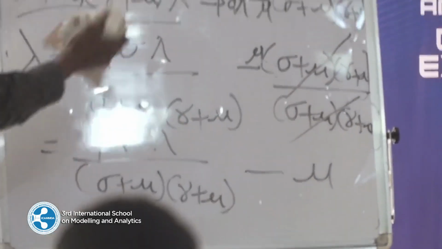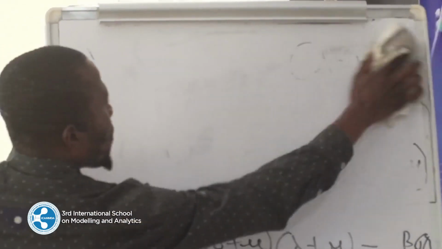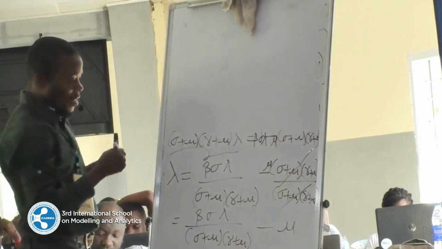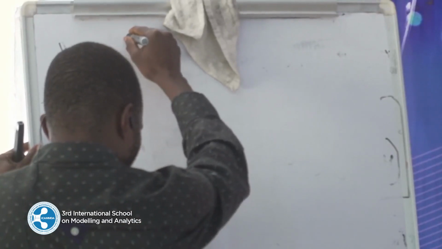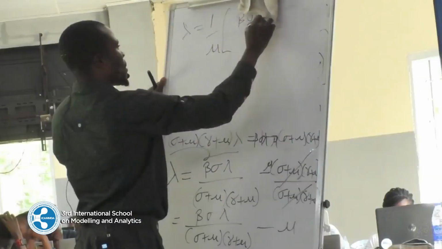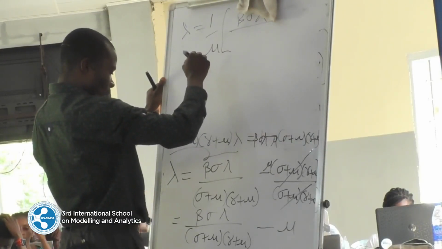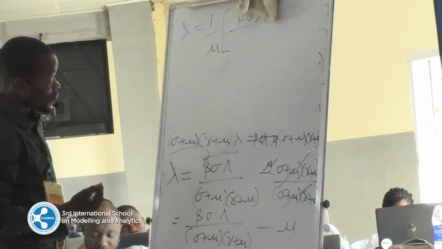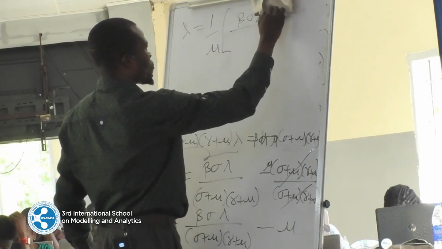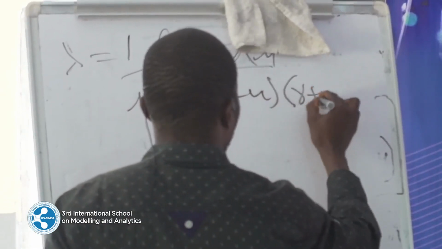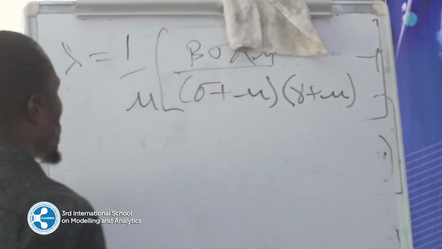Since I'm always interested in finding a situation whereby the solution will always be positive, I can simplify this further to have my lambda be one over mu into bracket beta sigma lambda over sigma plus mu into gamma plus mu, minus 1. But I want to think that we lost something in the process.